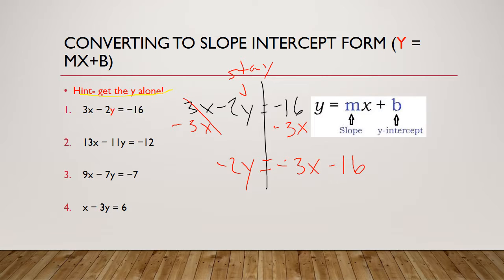So what I do is I divide by negative 2 to everything. So notice I wrote negative 2 three times. So I divide each term by negative 2. So the negative 2 is gone. The y is finally alone, which is what I want. I want the y alone. And now I divide each of these things by negative 2.